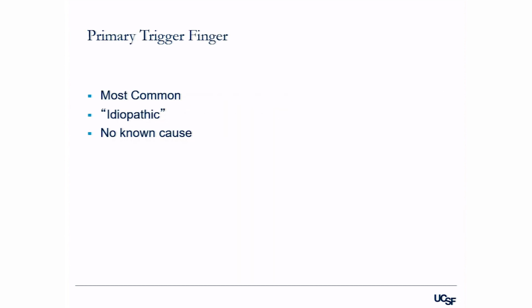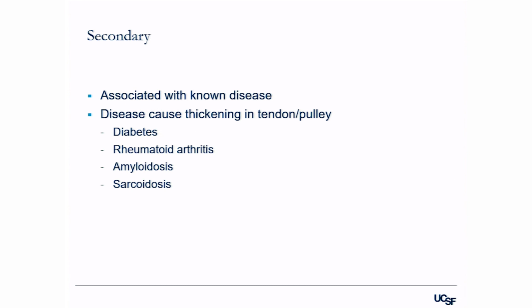Primary trigger finger is the most common, and we usually don't know why. You would think by now someone would have really figured this out, but we haven't. Keeps us in business, I guess. And then it's associated with other diagnoses. So you can see it in diabetes and rheumatoid arthritis.